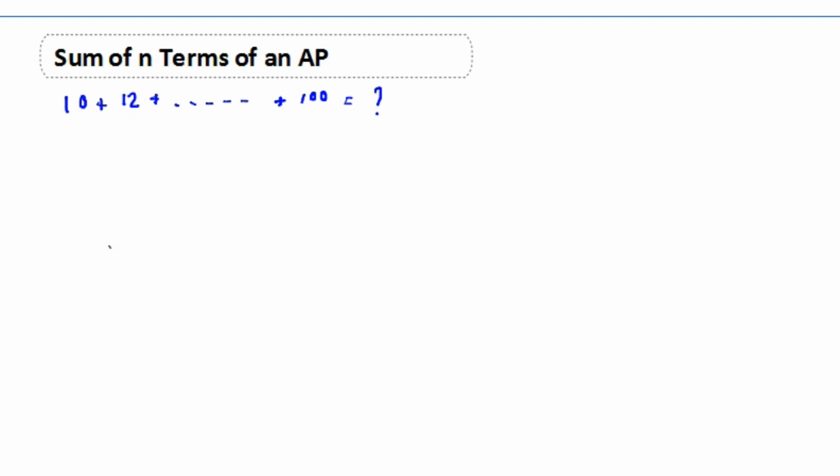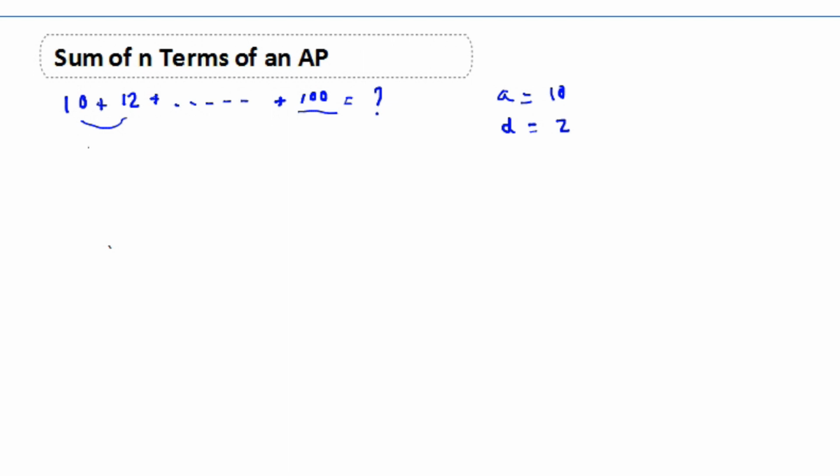Well, let us find out what we know here first. What we know here is a, which is the first term, which is 10. We know that the common difference between any of the two terms is 2, so d is equal to 2. We know that 100 is the last term of the sequence, but we don't know what number term it is.